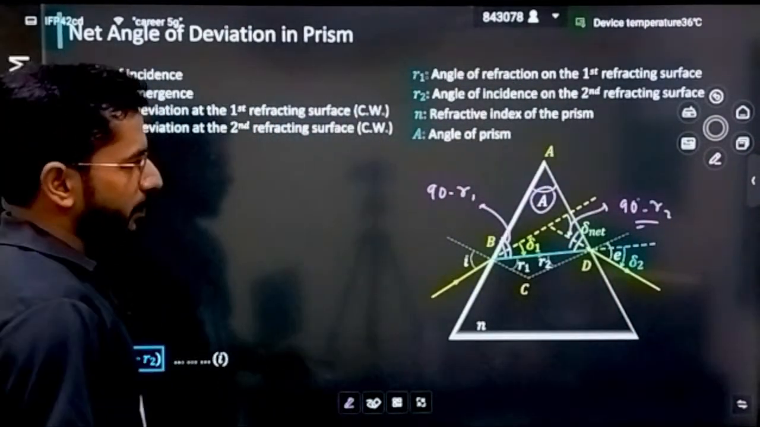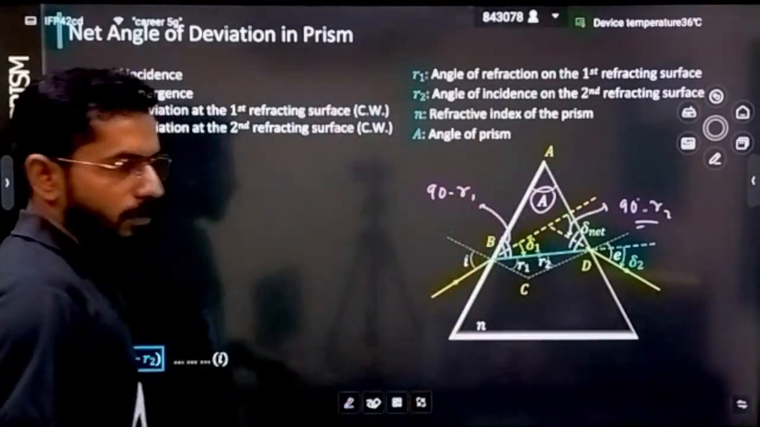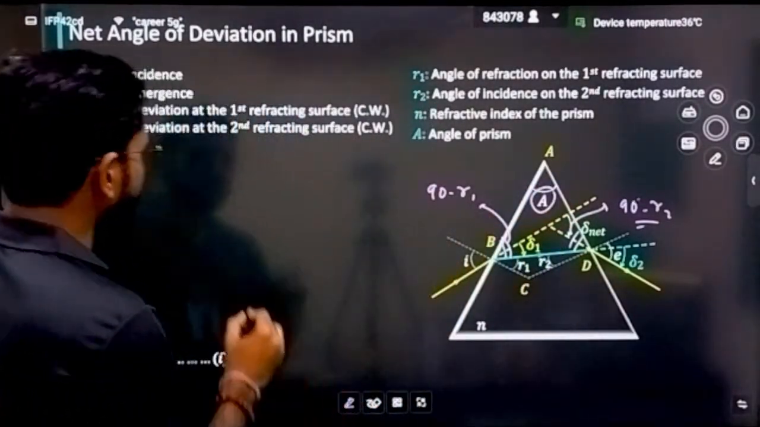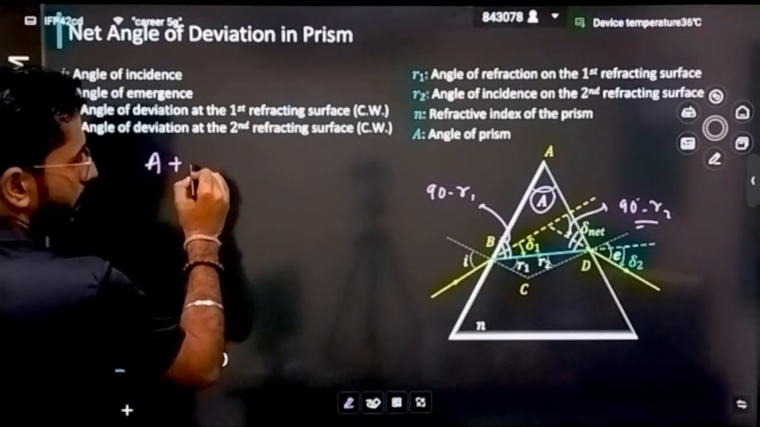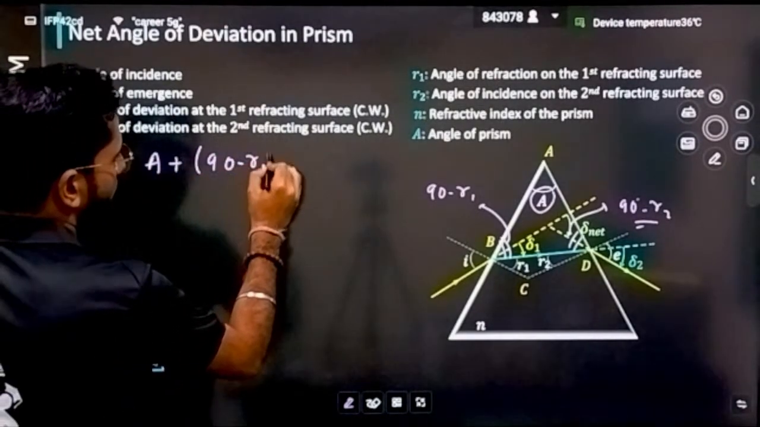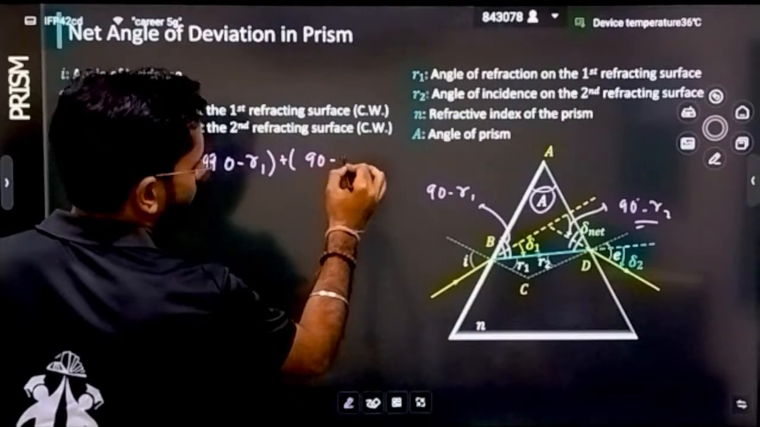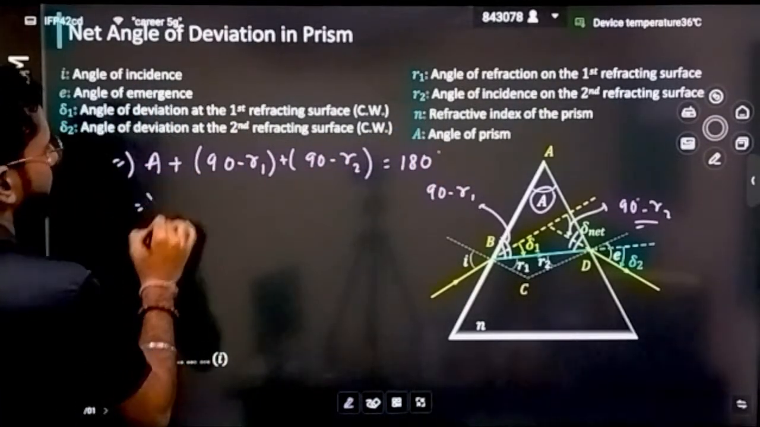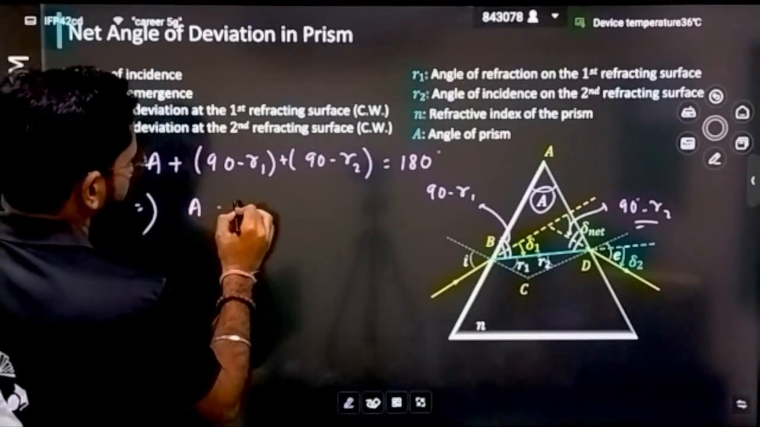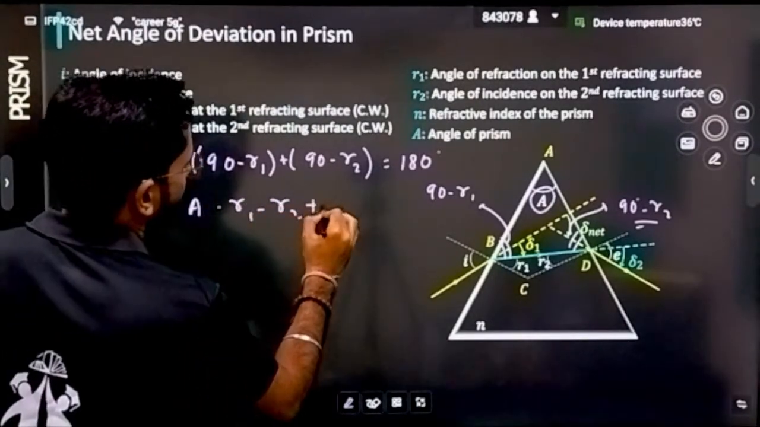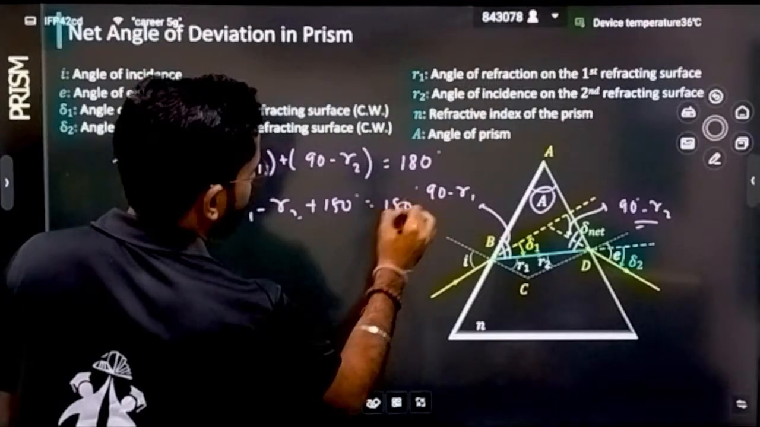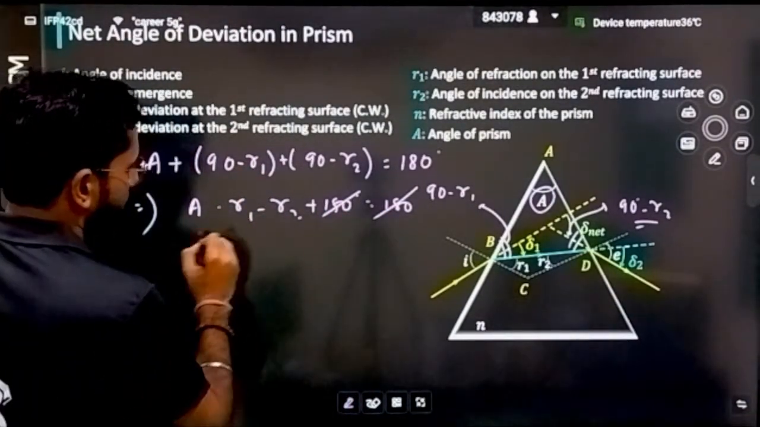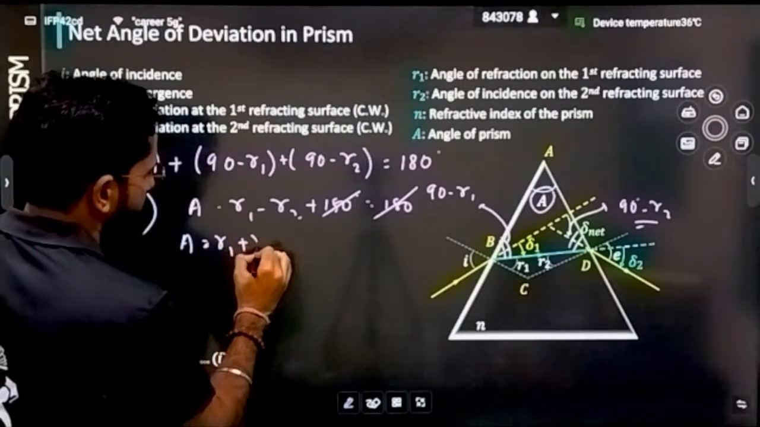Correct? And now if I ask you, tell me the total sum of the angles of a triangle. This is the triangle that is forming, the upside triangle I am talking about. So I will write the angle of prism, which is already there: A plus 90 minus R1 plus 90 minus R2 is equal to 180 degrees. Correct. So now what will I write? I will write A minus R1 minus R2 plus 180 is equal to 180. That means 180 will simply cancel out. Then I can write A is equal to R1 plus R2.